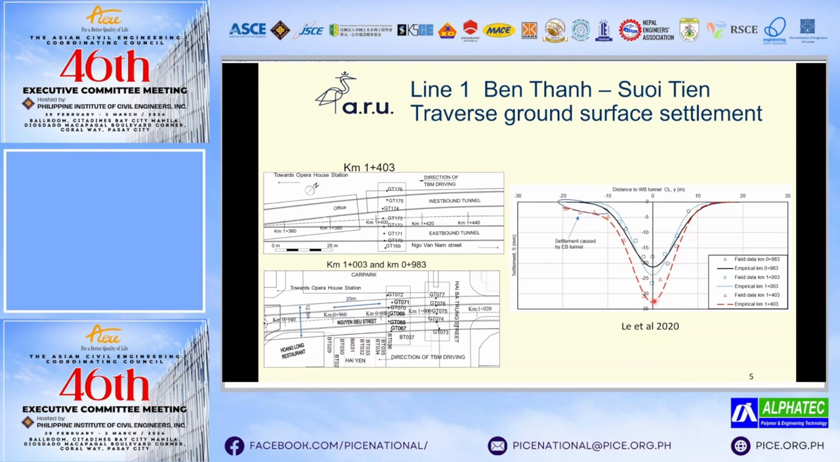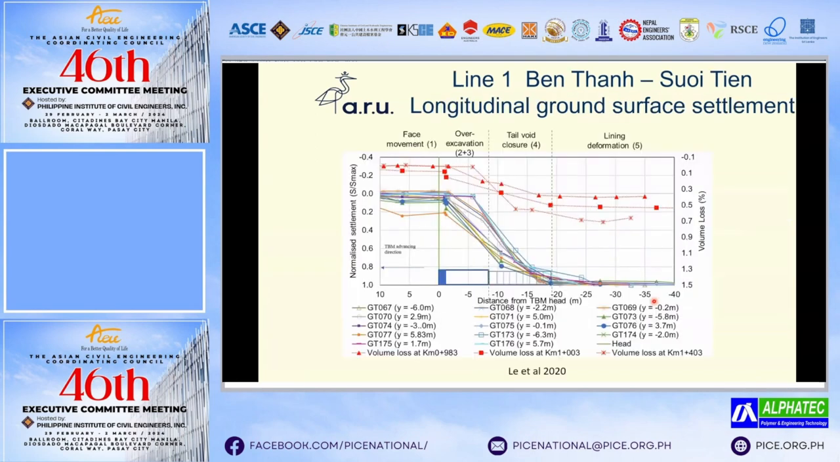And the next question is the longitudinal settlement caused by the tunnel construction. As you can see here, in front of the tunnel, the ground surface settlement is very small, almost close to zero. And the significant majority of the settlement occurs after the TBM passes. This is the direction of the TBM. It goes from the right-hand side to the left-hand side.